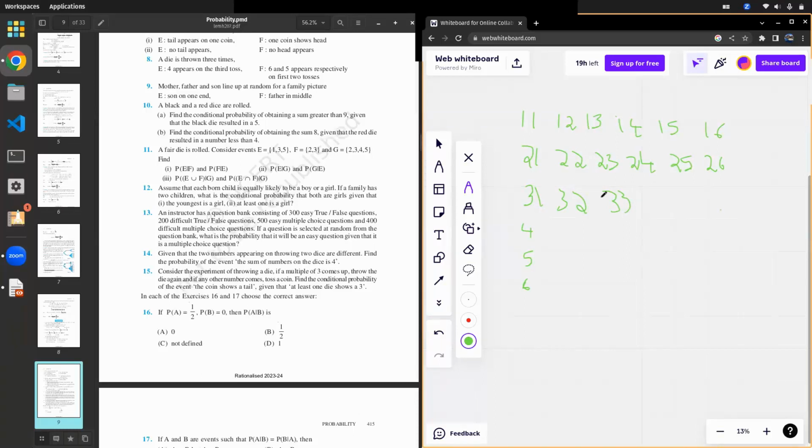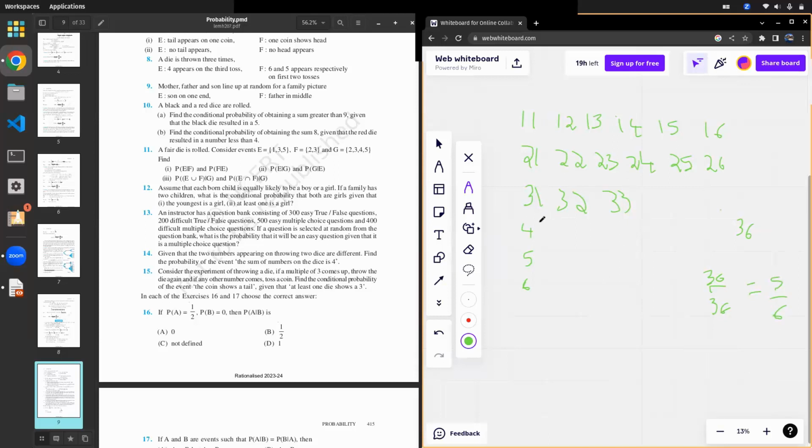First, we have to find a probability such that two numbers are different. So we have 36 outcomes possible when we toss two dice. In the 36 outcomes, there are only 6 outcomes in which the numbers are equal, which are 1,1, 2,2, 3,3, 4,4, 5,5, 6,6. So the probability of getting two different numbers will be 30 by 36, which is 5 by 6.